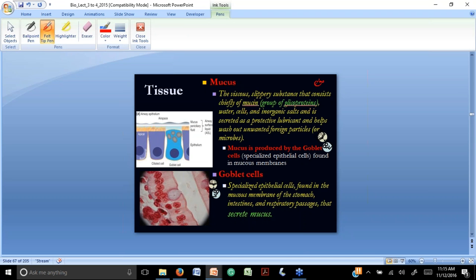Epithelium, in addition, is going to cover inside the hollow organs and outside the hollow organs. Stomach, for example, put your finger inside the stomach, you're touching epithelium. This is the mucosa. Mucosa is epithelium. If you touch outside the stomach, you're touching the serosa. And the serosa, what is that? Epithelium. You're touching inside your mouth, that is epithelium. You're touching your skin, that is epithelium.